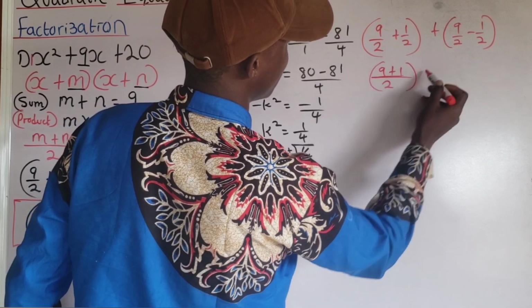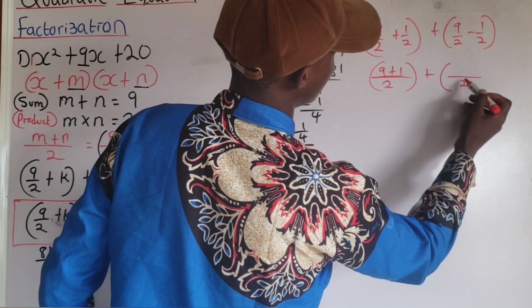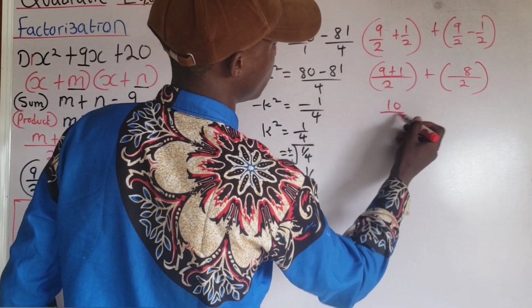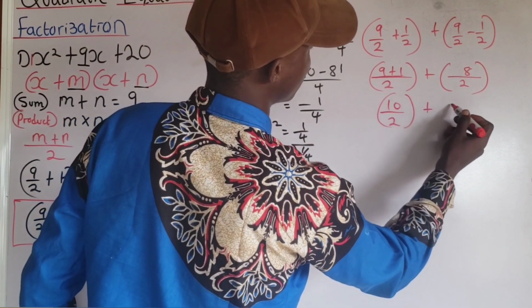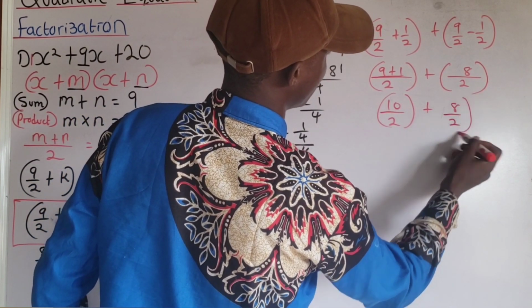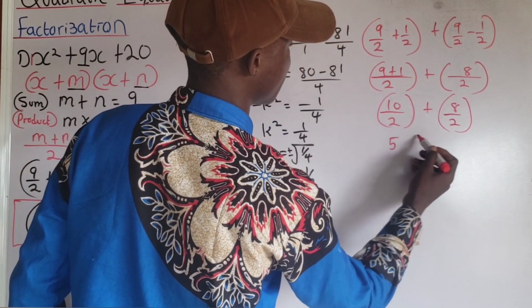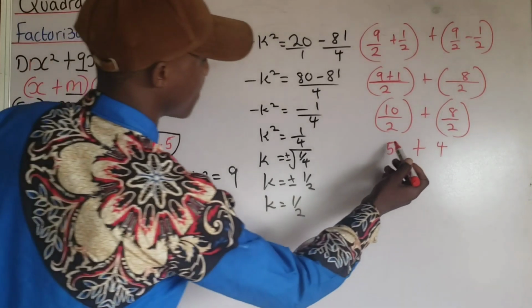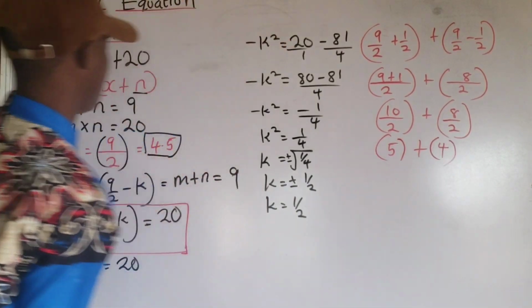Okay. Plus here 2 9 minus 1, that is 8. Okay, that is 10 over 2 plus 8 over 2. You understand? So here 5 plus 4. Okay, so here we have 5 and 4.